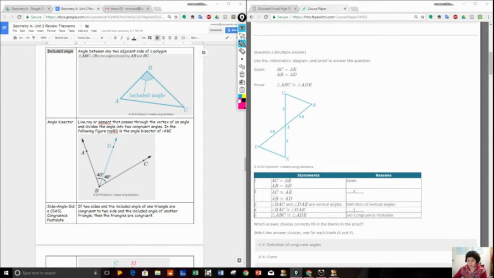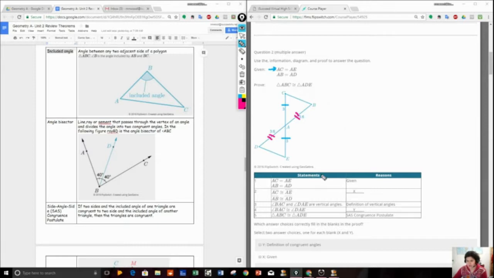Let's mark our diagram. So we have that the distance of AC, so I'm going to use a tick mark, is equal to the distance of AE, which are labeled 3 and 3. So they're equal. And then the distance of AB, and I'm using 2 tick marks because we're talking about different distances, is equal to the distance of AD, which is also true. They're both measured as 3.6. Now we have to prove that triangle ABC is congruent to triangle ADE.